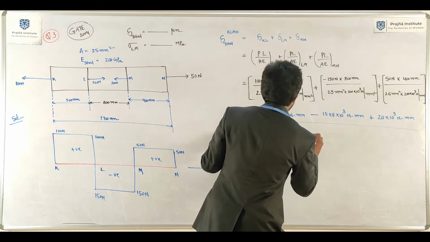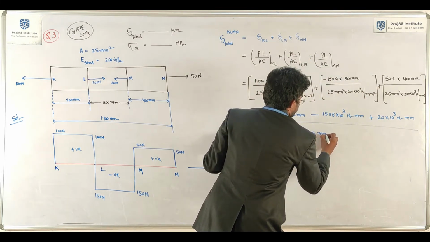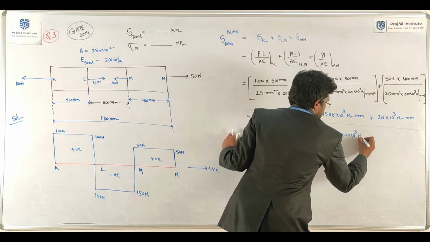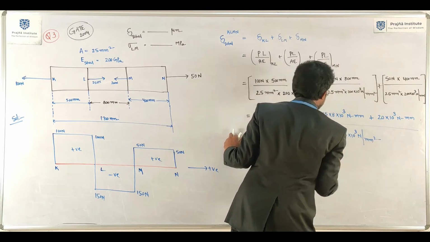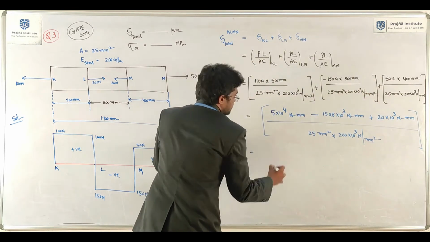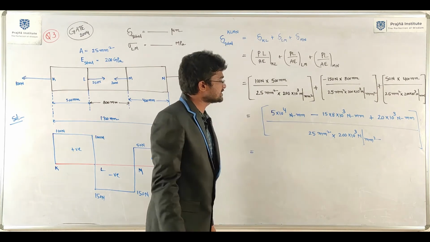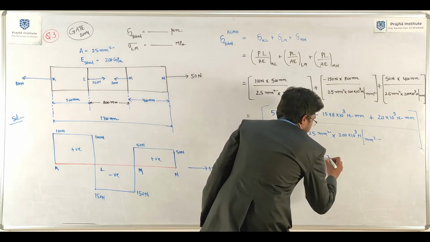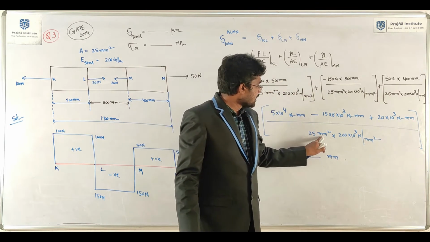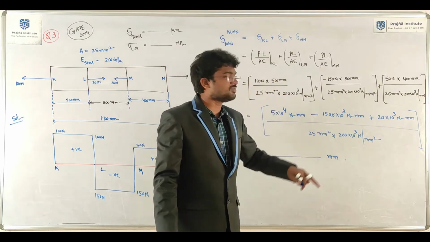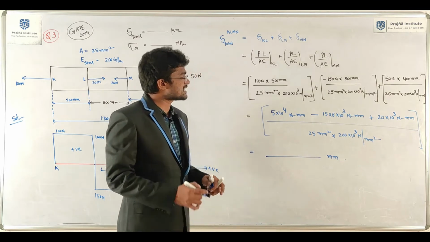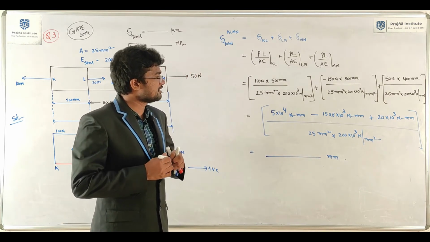A is constant, 25 mm square into 200 into 10 cube Newton per mm square. Thus you will get it. This is the total axial deformation. Just do proper calculations, finally you will get in terms of mm. Newton mm, mm square gets cancelled, finally you will get mm. What is the answer? Tell me, do calculations and tell me the answer.